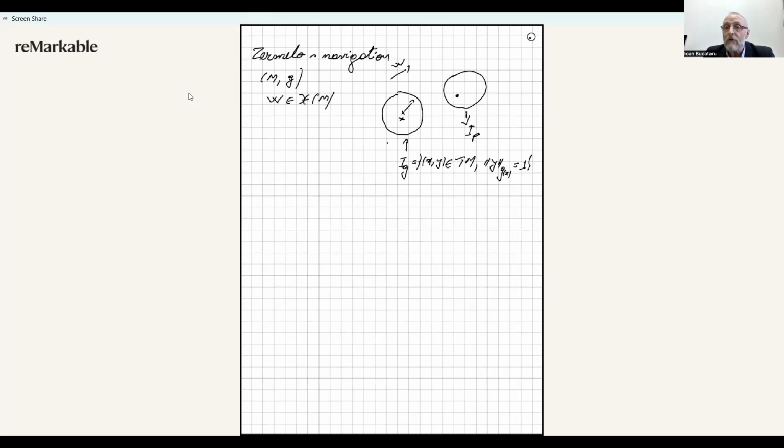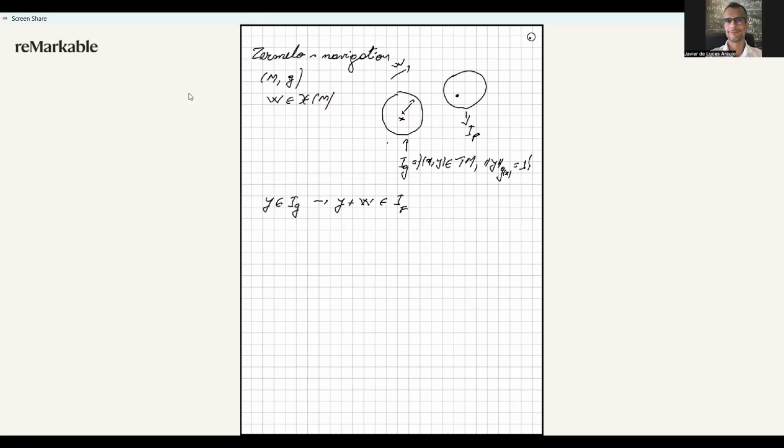It is very easy to derive this. So what is the connection between these two? Here I have, let's say, y in the indicatrix of g. It implies that y plus w belongs to the indicatrix of f. So the wind takes this Riemannian sphere into the Finslerian sphere.